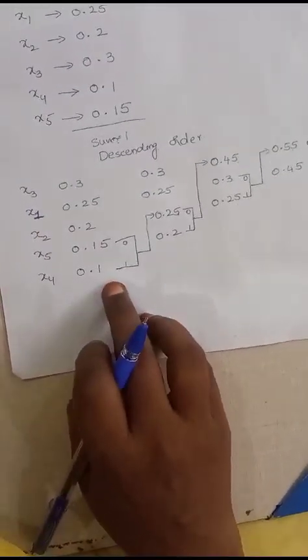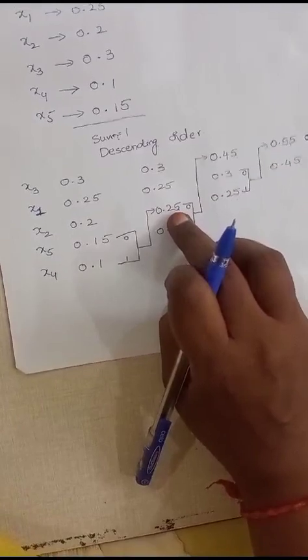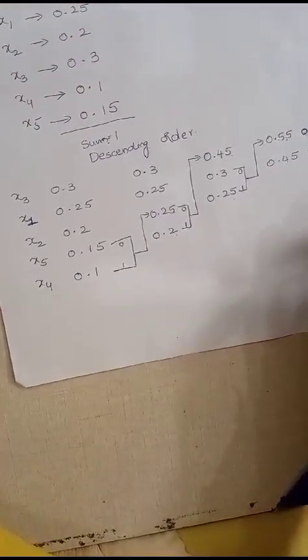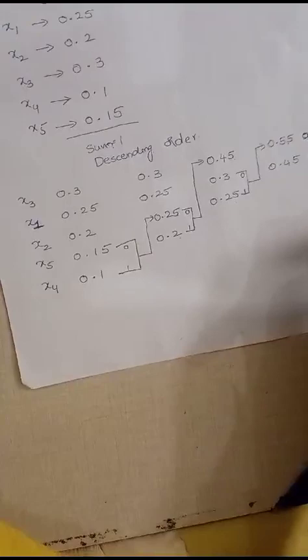Next, 0.1 again is contributing to 0.25, and 0.25 is contributing to 0.45. So we write the codes of 0.45 and 0.25, and then the code of 0.1, that is 101. So this is the code for each of these symbols.